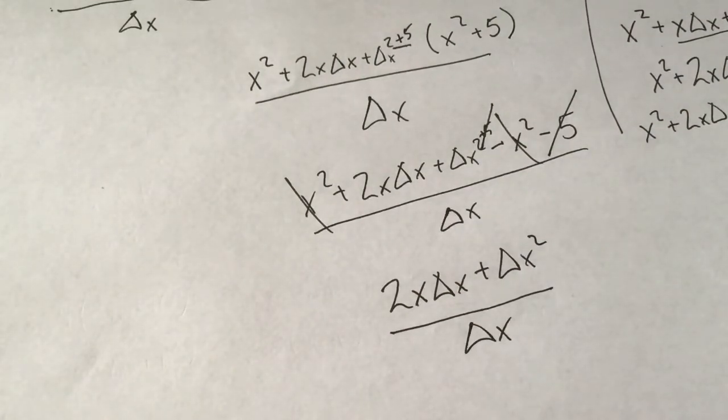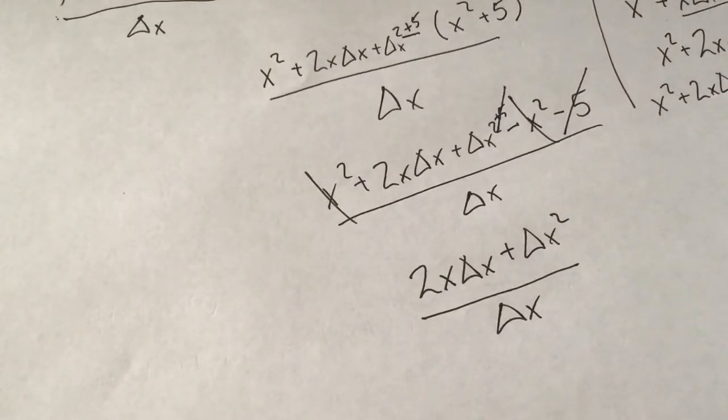Now, from what you guys may know about math, whenever we see a whole lot of similarities throughout numerators and denominators, we see a change in x, or a delta x, in every single term in this entire fraction. We can actually factor one of those out or cancel out one of those.